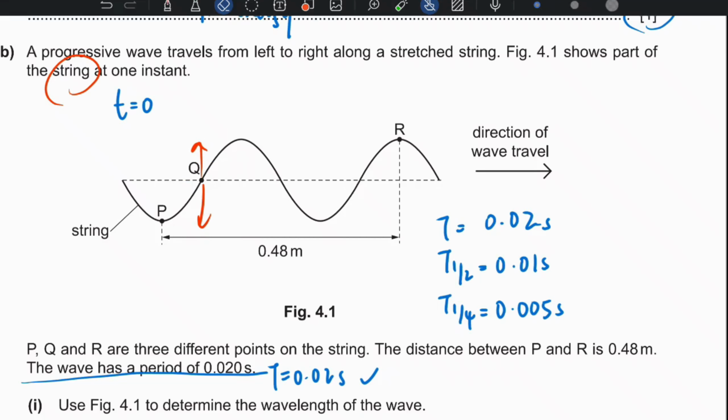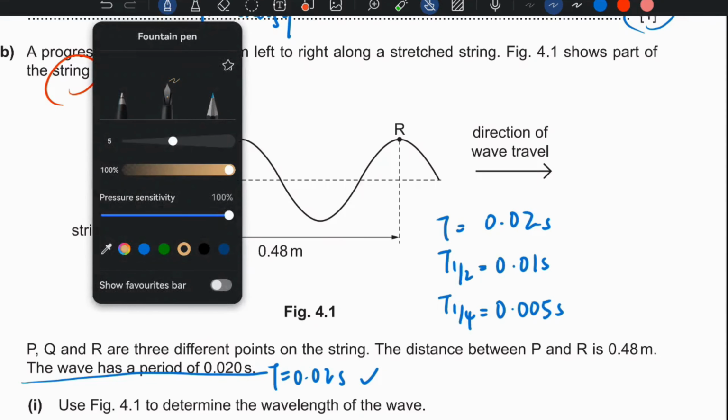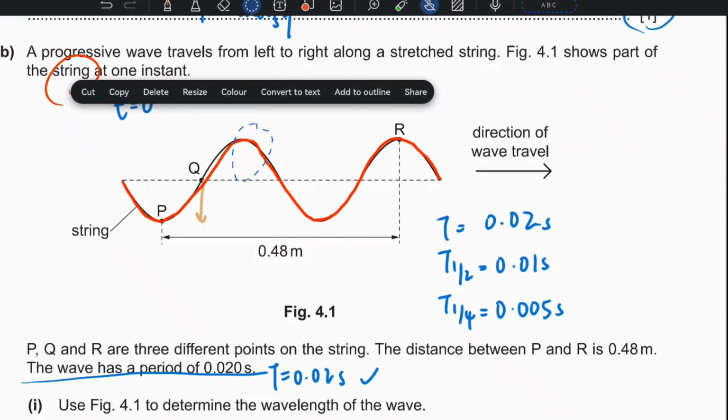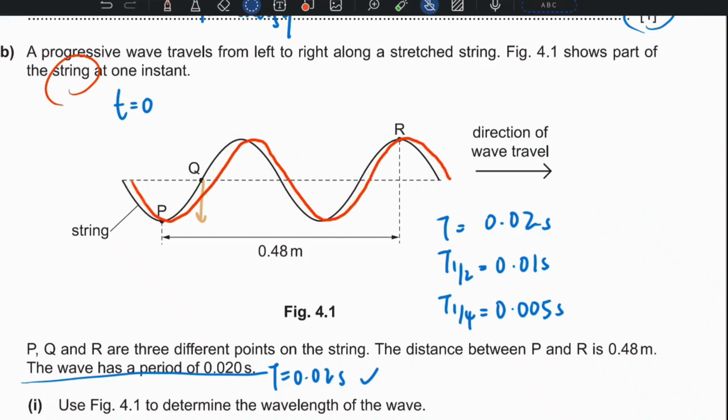Okay, settle. Now, whether it moves up first or down first. Based on the picture here, Q is supposed to move downward first. Why? Let me draw. Let me just trace this wave here, then I'll move it. So let's say after a certain time, your wave is going to move this side.